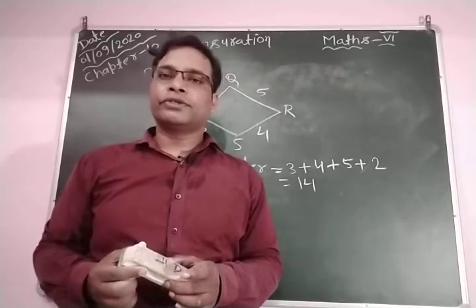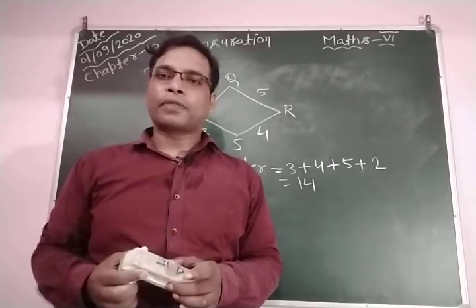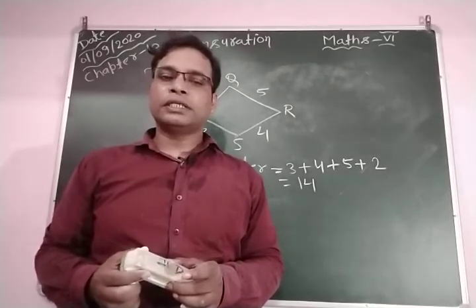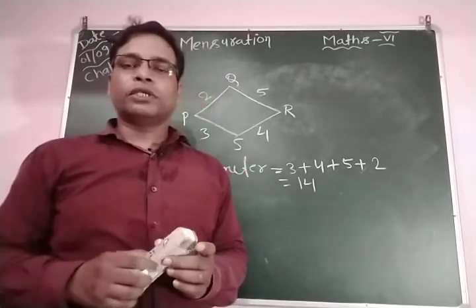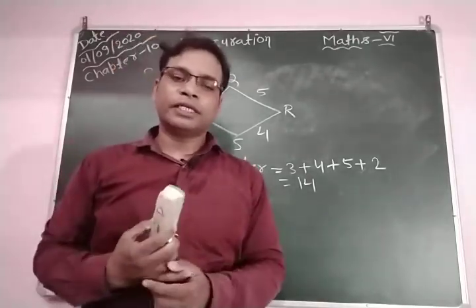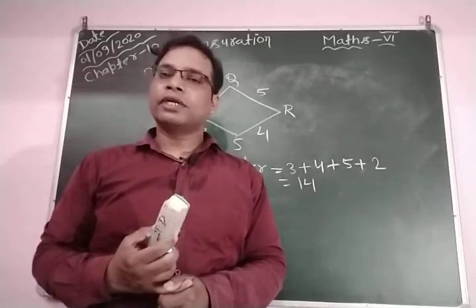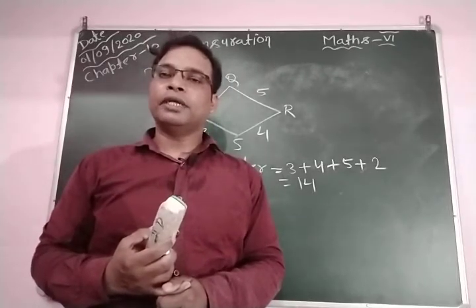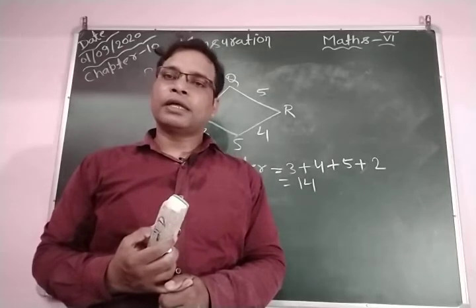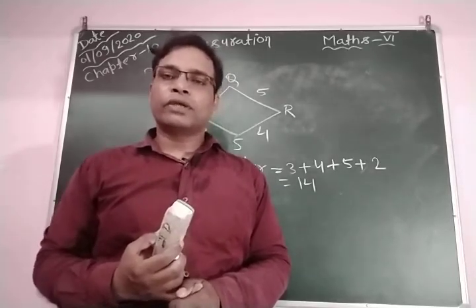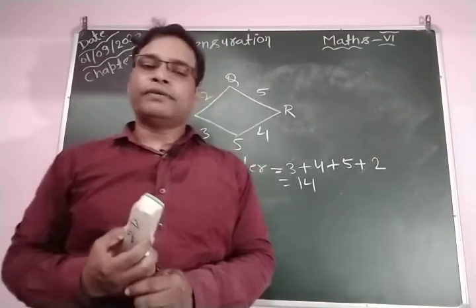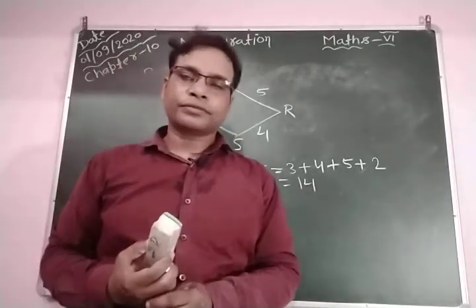Okay students, now we are going to discuss exercise 10.1, question number 2. Question number 1 gives some plane figures with the sides given, and you find their perimeter by summing the lengths of the sides. Now we discuss question number 2 of exercise 10.1.